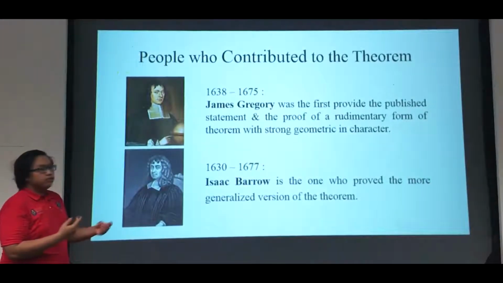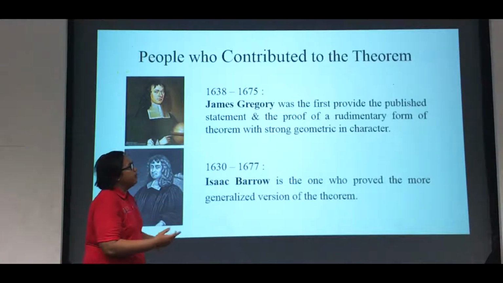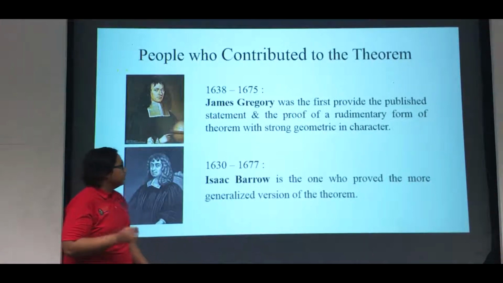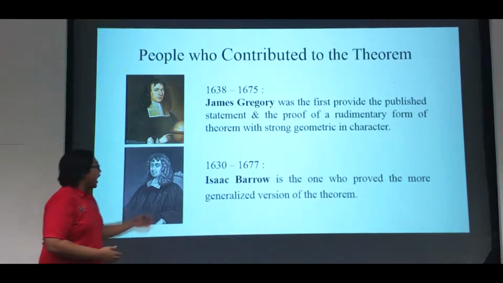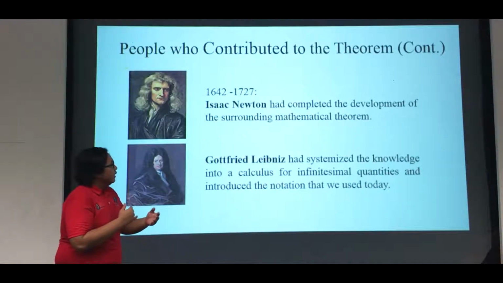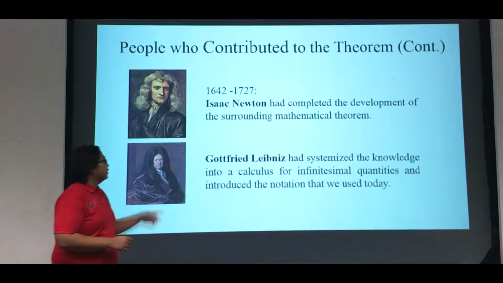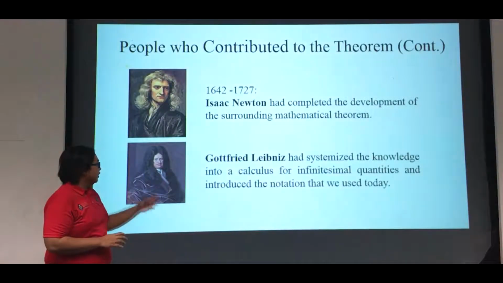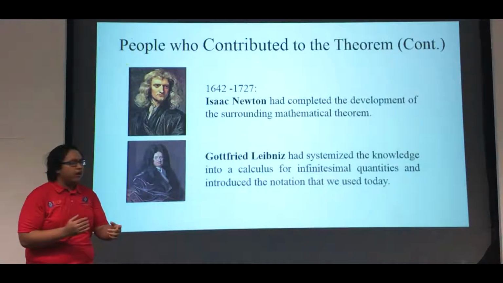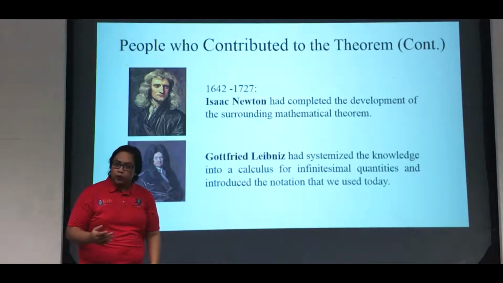Among the people who introduced this theorem, one of them is James Gregory, who was the first to provide the published statement and proof of a rudimentary form of the theorem with a strong geometric mechanics. However, Isaac Barrow is the one who proved the more generalized version of this theorem. Later, Isaac Newton completed the development of the surrounding mathematical theory, and Gottfried Leibniz also systemized the knowledge into a calculus for infinitesimal quantities and introduced the notation that we use today.